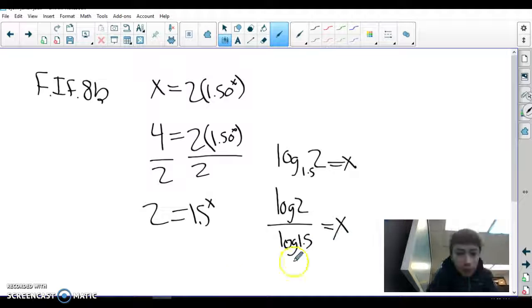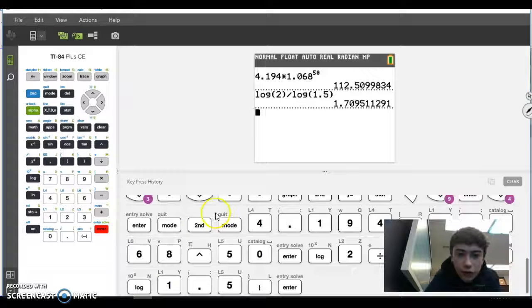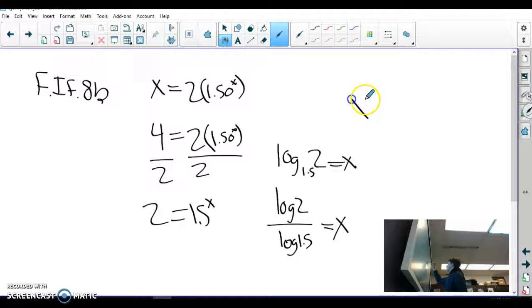And then you can probably use a graphing calculator for this. And I've done it right here already. So log of 2 divided by log of 1.5 equals 1.7, about 1.71. So that's the amount of time that it takes to get to 4.